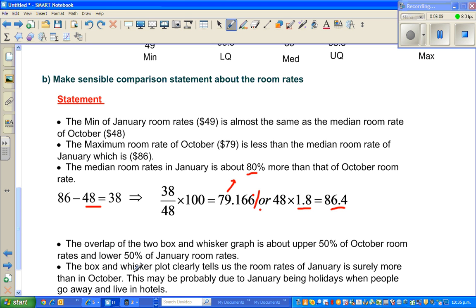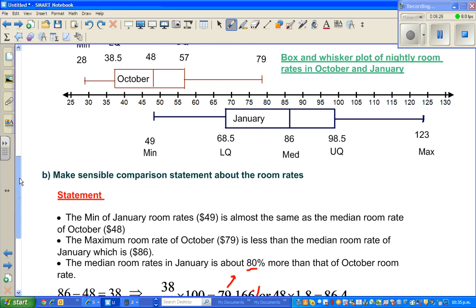The last comparison that I have made is about overlap. This is a difficult statement to understand. The overlap of the two box and whisker graphs is about the upper 50% of October room rates and the lower 50% of January room rates. What do we mean by that? This much is the overlap. Roughly from here to here is the overlap. Roughly, this is the upper 50% of October, and this is about the lower 50% of January.